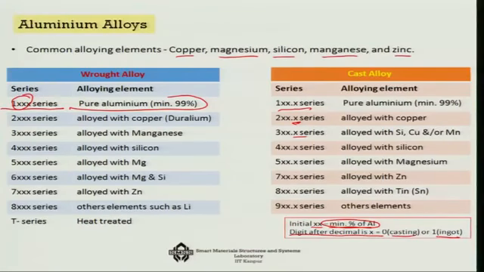So, grade 1 is for pure aluminum, as I said. Grade 2 is alloyed with copper, known as duralumin. It is the first material that was used for aircraft applications. Grade 3 is with manganese, grade 4 is with silicon, 5 with magnesium, 6 with magnesium and silicon, 7 with zinc, and 8 with other elements such as lithium. And if you get a T, that T means it is also heat treated. So, that is how we define various types of grades of aluminum.